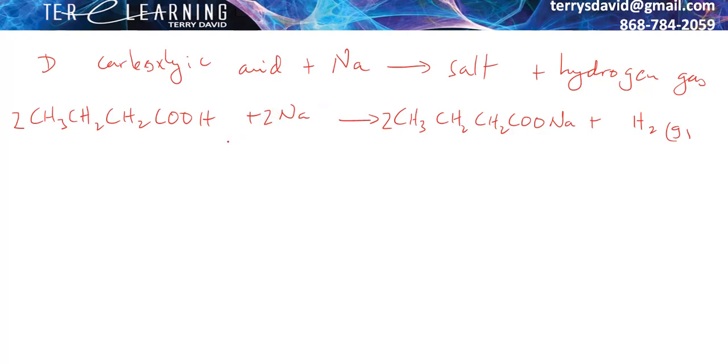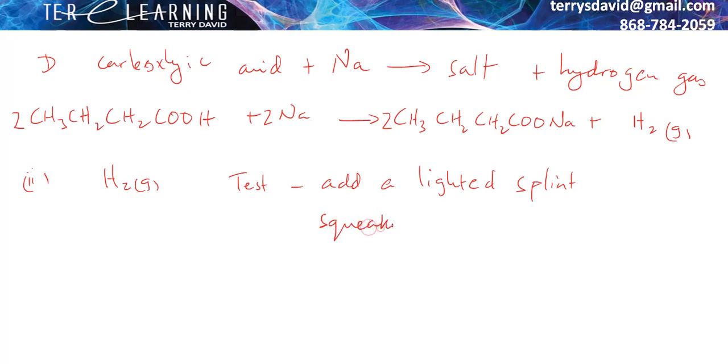And they said describe, so that's part 1. In part 2, they said describe one test that could be used to identify the gas. So I already told you that the gas is hydrogen gas, right? So the test is to add a lighted splint to the gas, right? Now that's the test, but you need to state what the observation or what the positive result is if we have the gas present. So what is going to happen is that you're going to get a squeaky pop, right?